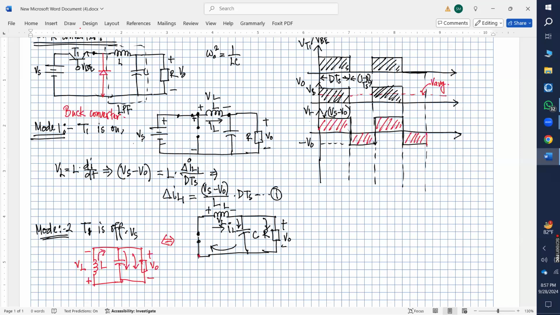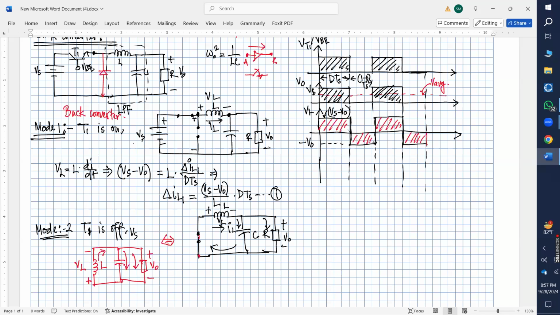Any confusion? Sir, why did we use a short circuit instead of the diode? I still didn't understand that. Okay, so whenever your current is flowing from anode to cathode, what will happen here? The diode will act like a simple switch, right?